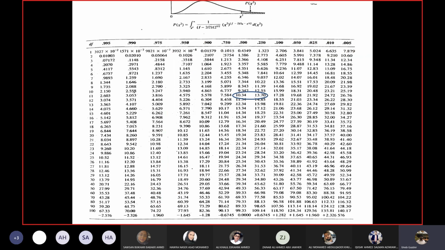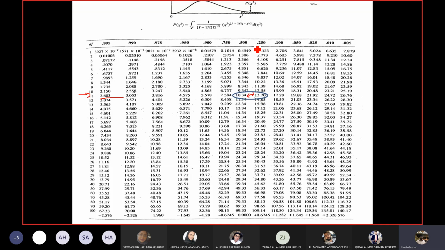You come to this table. Go to the first column, find out which row you have to see. So 11 degrees of freedom, this one. You go along this row, you can see the values are increasing. I have a value 10.34 and the next value is 13.7. So 11.6669 is between them. Between these two values, I have my required chi-square value, right?